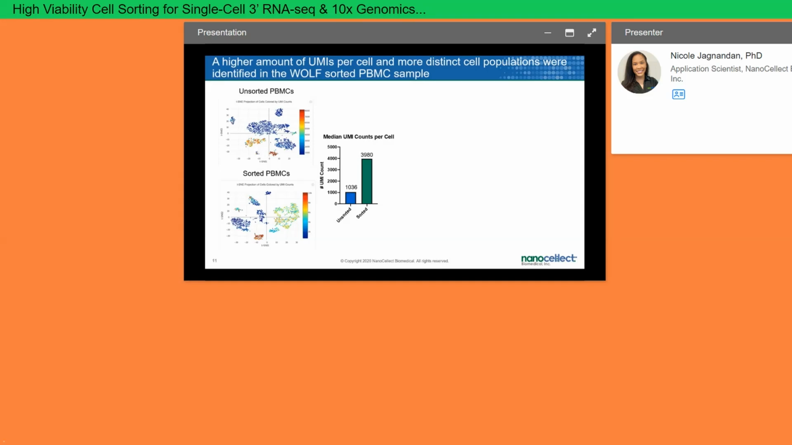This dramatic increase in UMI counts is likely due to the fact that there were fewer dead cells in the sorted sample. Dead cells tend to have less RNA and more fragmented RNA. There were also 2 more clusters of cells detected in the sorted sample, and the clusters and transcriptional profiles between each cell type were more distinct because of the higher library complexity and reduced background noise from sorting.